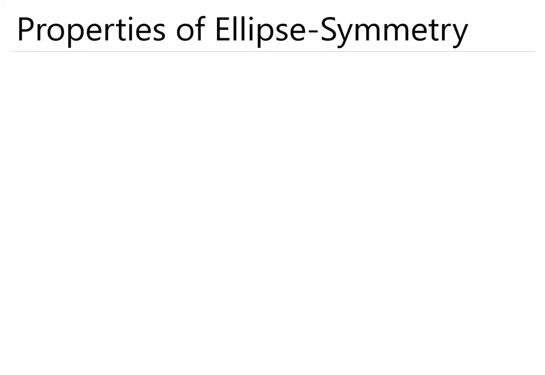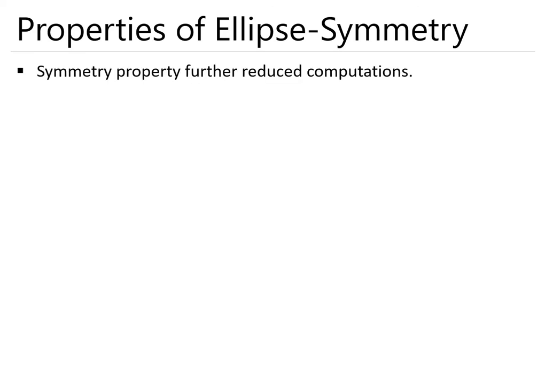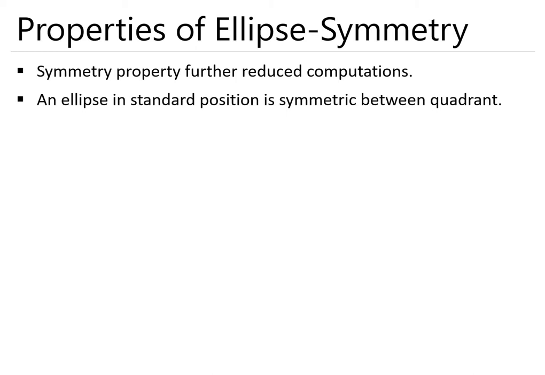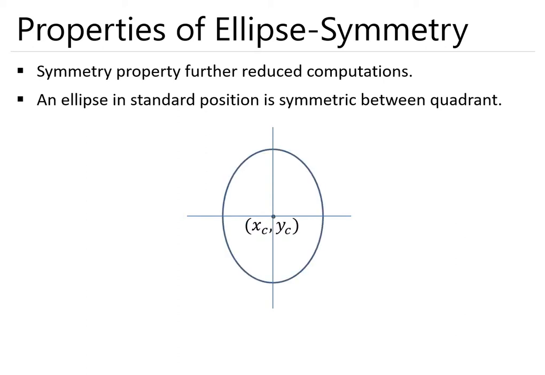Property of ellipse symmetry. The symmetry property further reduces computations. An ellipse in standard position is symmetric between quadrants. So we have this ellipse, and here in the center we have xc, yc, and then we have ry on the y-axis. In this particular case, ry is on the major axis and rx is on the minor axis. A radius is the distance between the center and the boundary on the x and y axis.